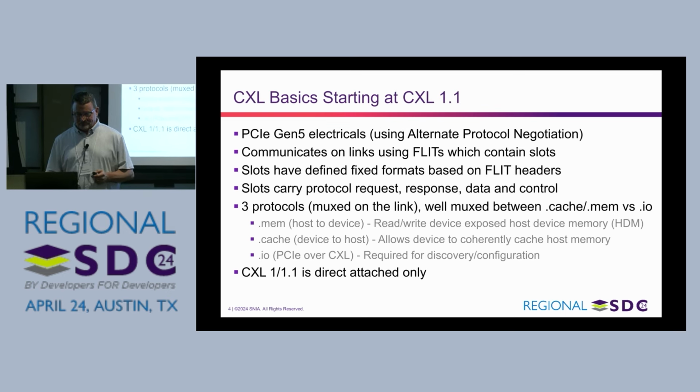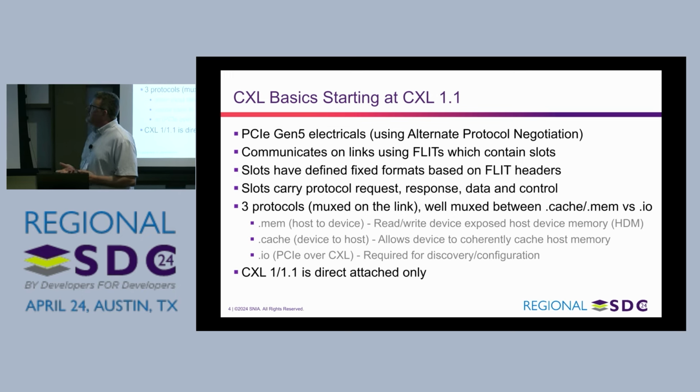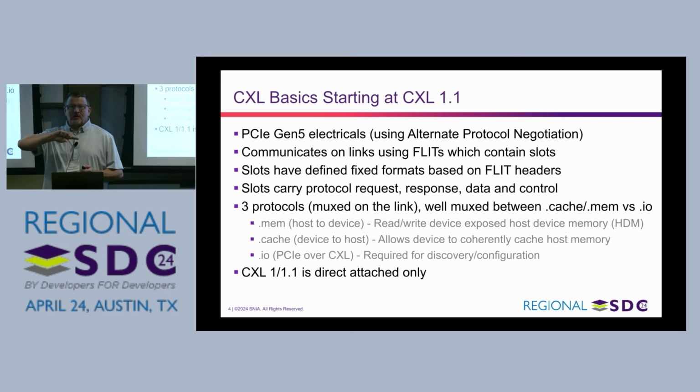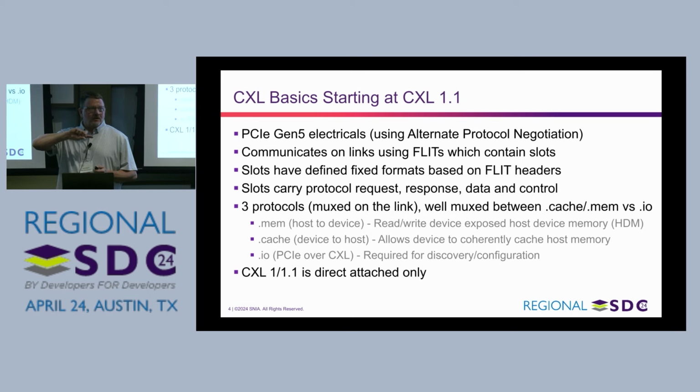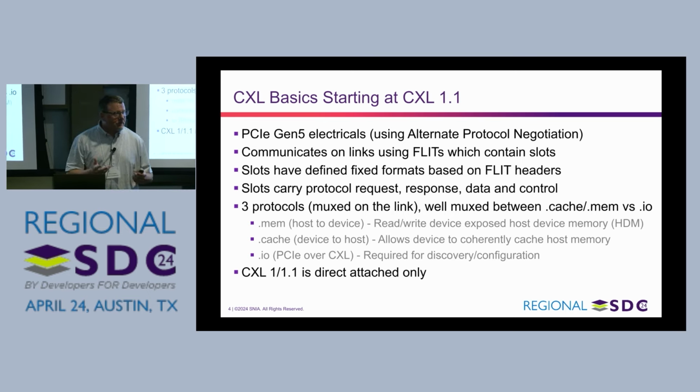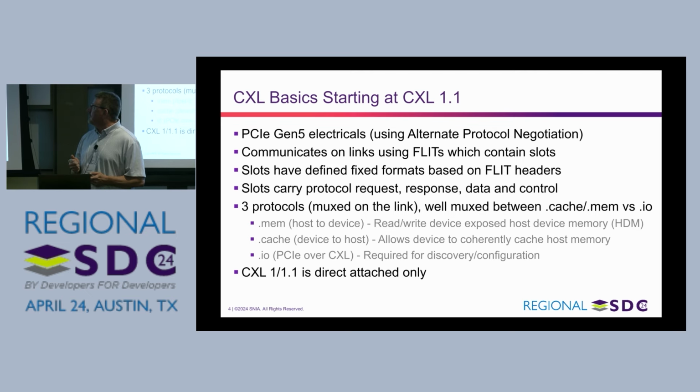So, all right, let's start with CXL 1.1. It's based on Gen 5 electricals. It uses something called alternate protocol negotiation that allows the root port to switch between acting as a PCIe root or doing a CXL root, and that's done during link training.